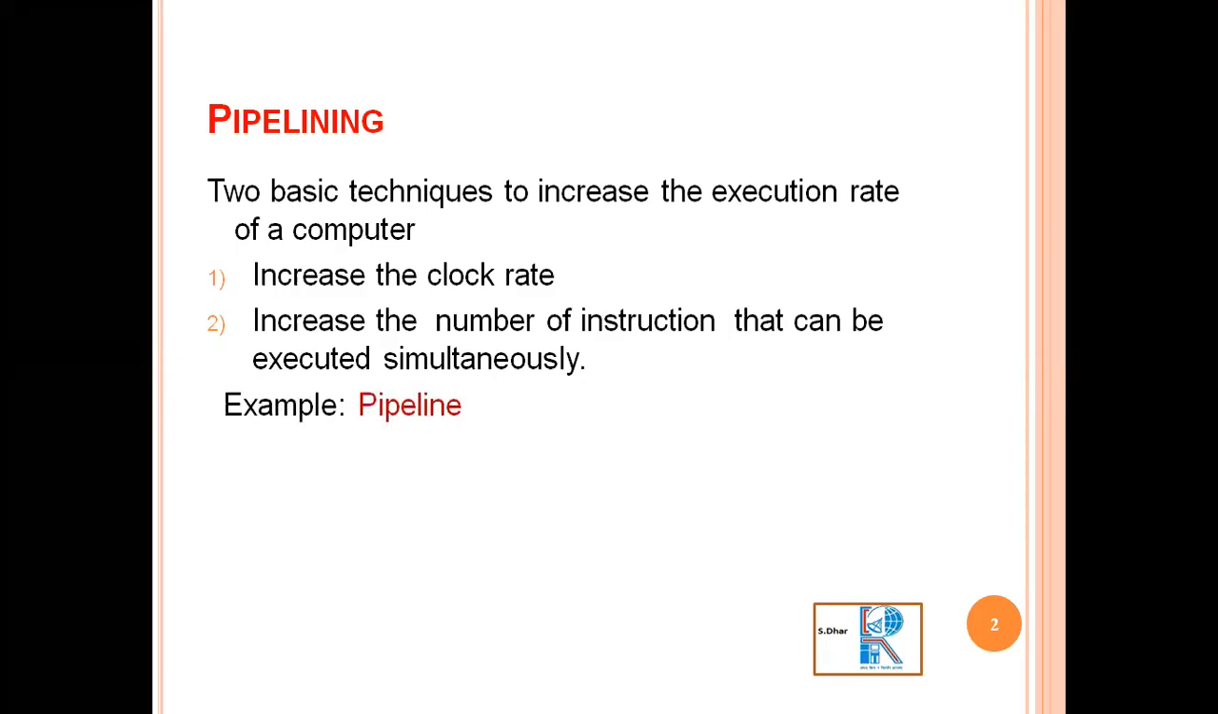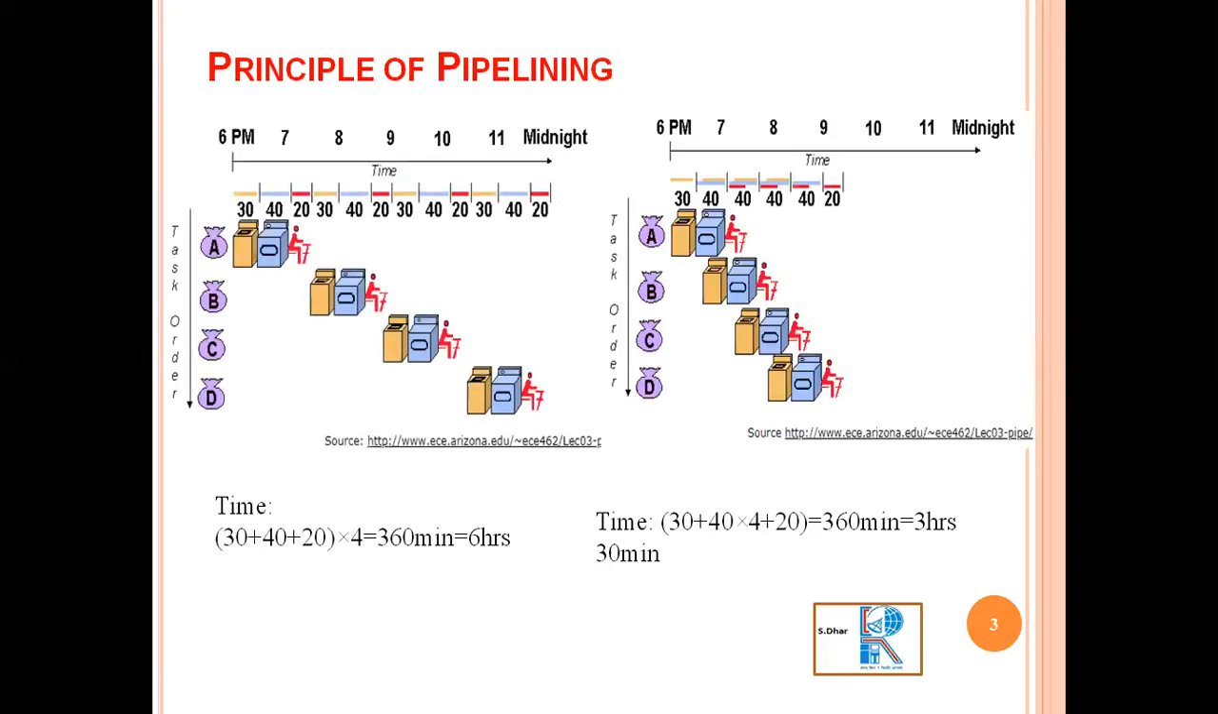Now what is pipeline? Why is pipeline used? We'll tell later. Pipeline is a technique where more than one instruction can be executed simultaneously. Obviously, if we increase the number of instructions which can be executed simultaneously, the performance of the system would be increased. How? It will be clear from this slide.